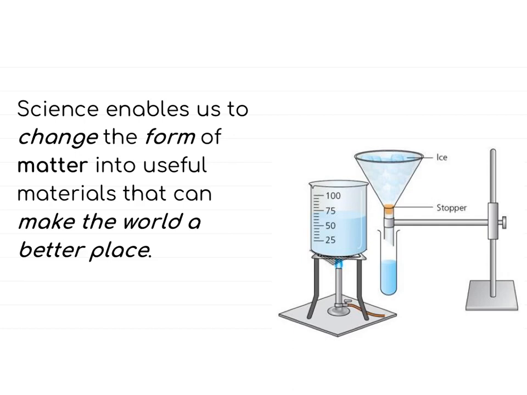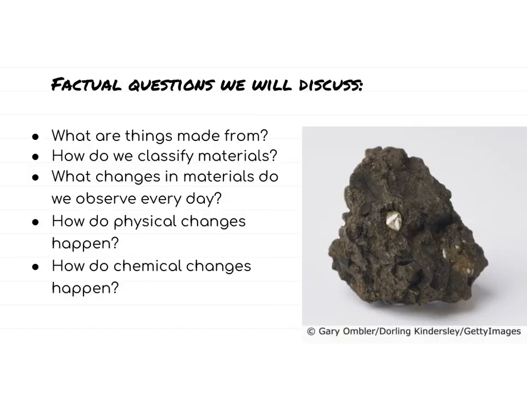So, it's very essential to learn about the changes in matter and how we can change certain types of materials into useful ones. You may think about what things are made from, or how we classify materials. You may wonder what changes in materials we observe every day. Or you may try to find how physical changes happen or how chemical changes happen. All these questions are factual questions that we will discuss in this chapter.